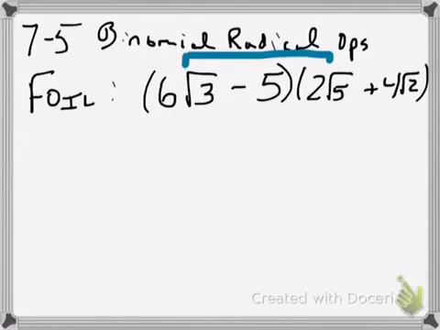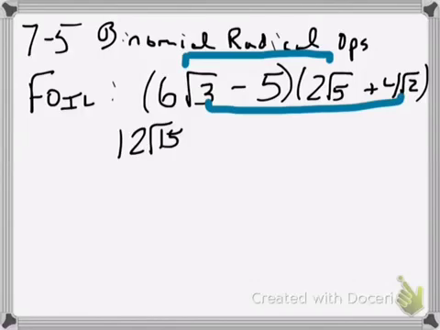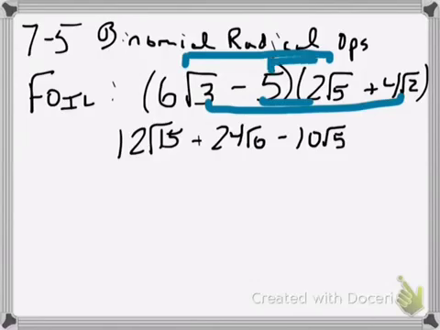We'll do the first two terms, we'll multiply them together. So 6 root 3 times 2 root 5 is 12 root 15, because we do outside and inside numbers separately. Then we'll do the outer pair, and that's going to get me plus 24 root 6. Then we'll do our inner pair. That's going to get me negative 10 root 5. And then we'll do our last two terms, and that'll get us negative 20 root 2.